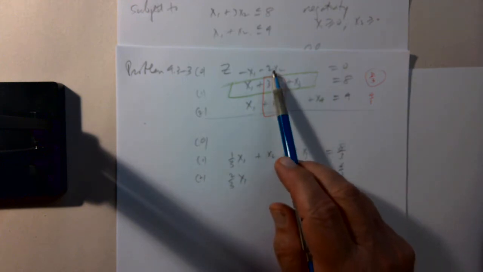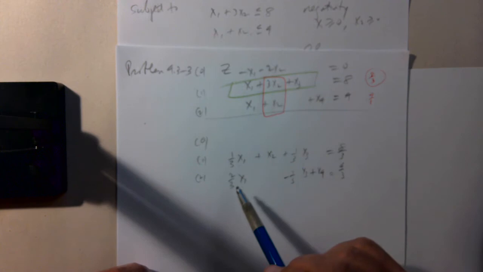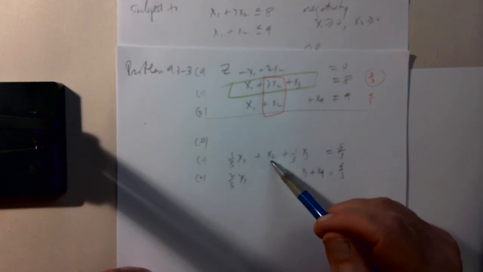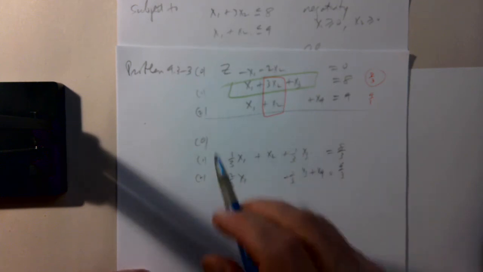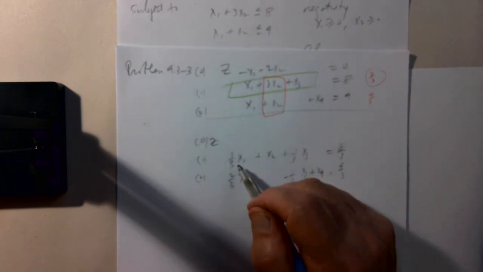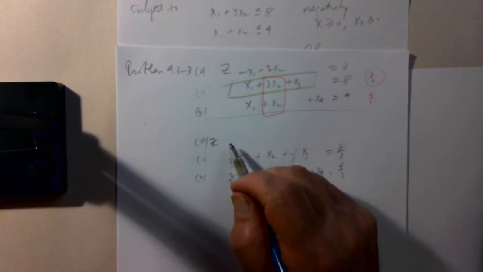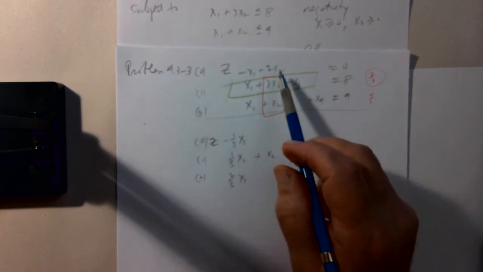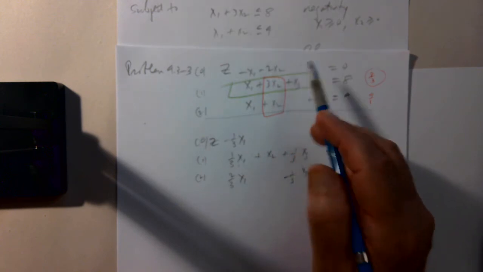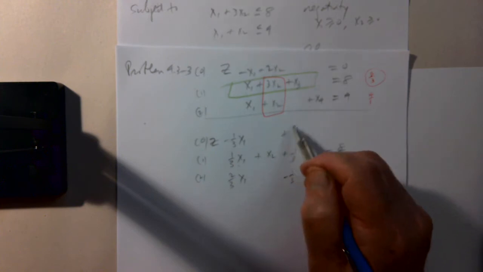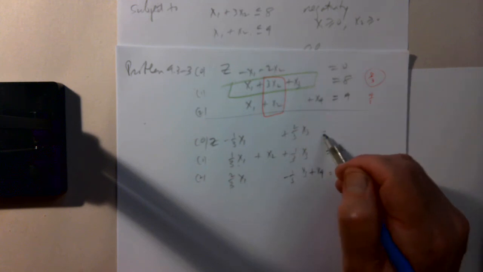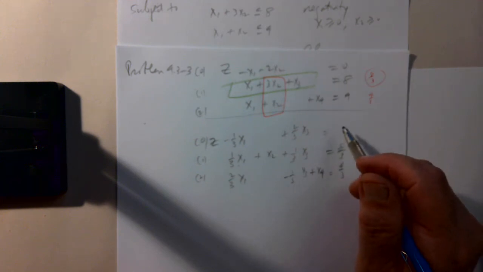And then I want to get a 0 here. So I take this equation and I add 2 times this equation. So I get z minus x1 plus 2/3 x1 is minus a third x1. Minus 2x2 plus 2x2 is 0. 0 plus 2 times this is plus 2/3 x3. And 0 plus 2 times this is 16/3.